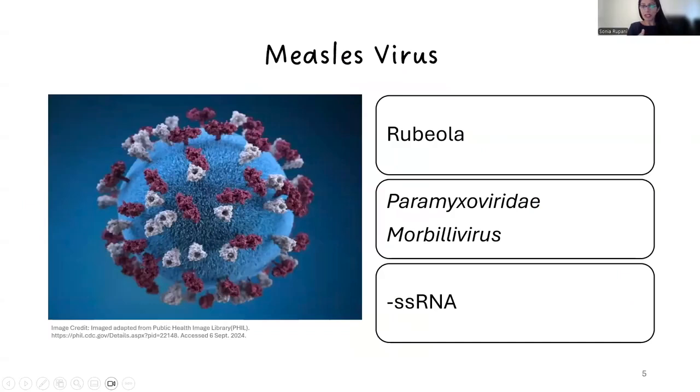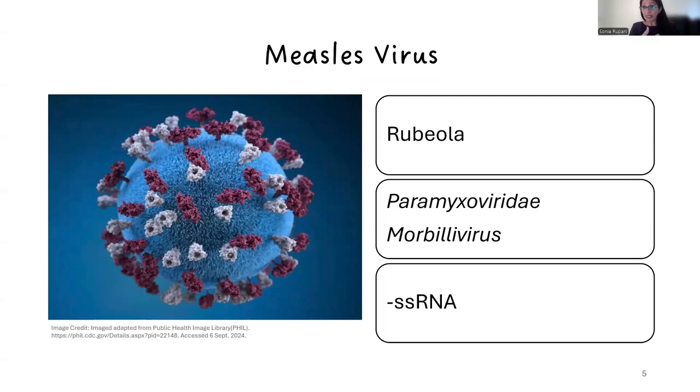So we'll start off talking about the measles virus. The measles virus is not rubella. Rubella is the 3-day German measles. They're two different viruses coming from two different families. The measles virus is sometimes referred to as the 10-day measles. Some call it the red measles, but this comes from the family Paramyxoviridae.